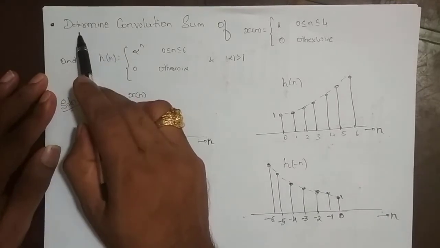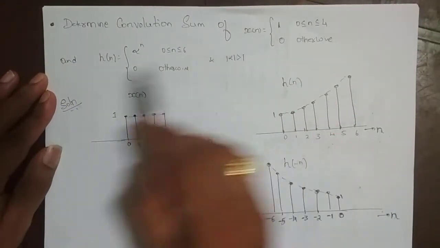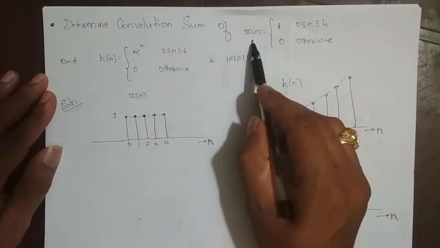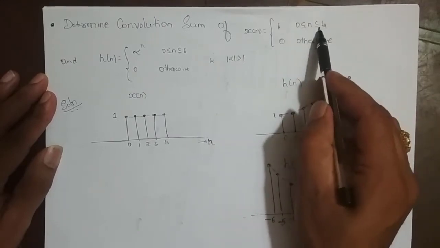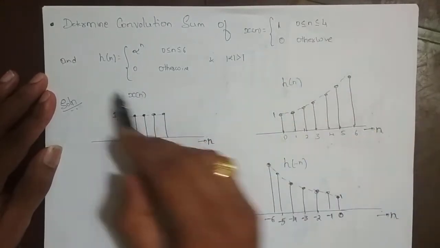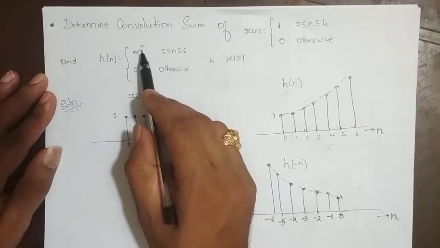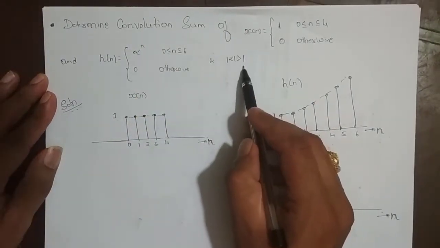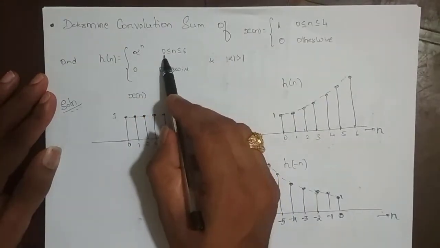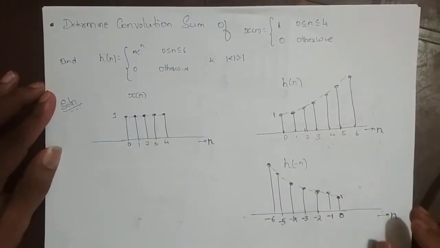So the problem is: determine the convolution sum of x of n and h of n. x of n is a sequence that is 1 for n varying from 0 to 4 and equal to 0 otherwise, and h of n is alpha power n. It is actually an exponentially increasing signal, because the magnitude of alpha is greater than 1, and it is for n varying from 0 to 6 and equal to 0 otherwise.